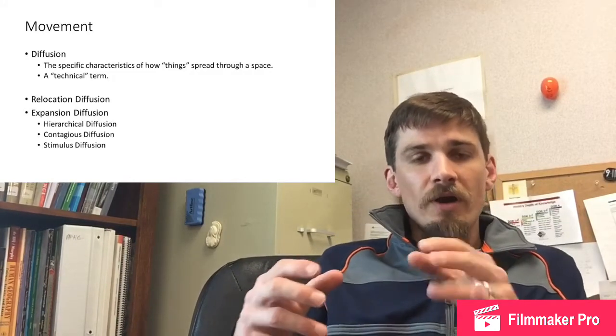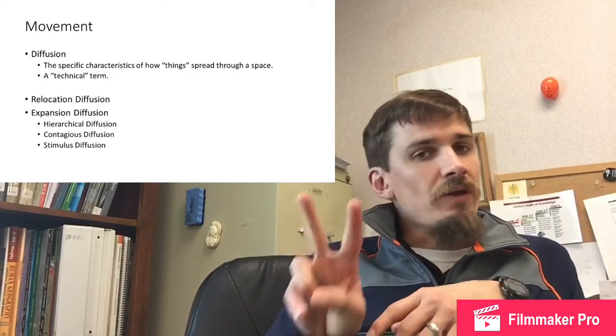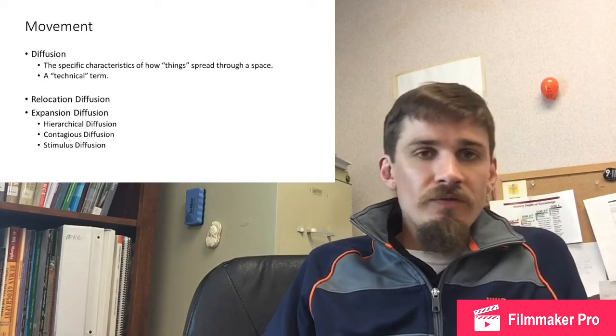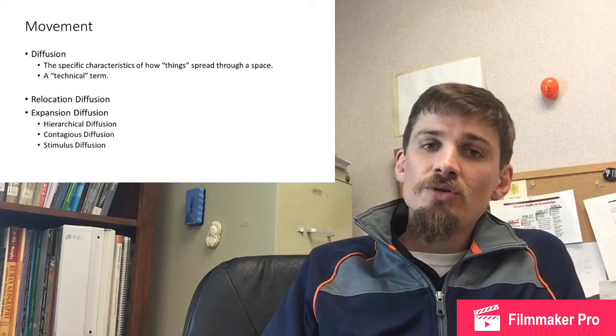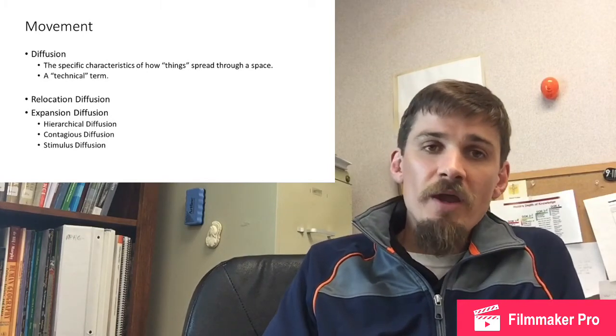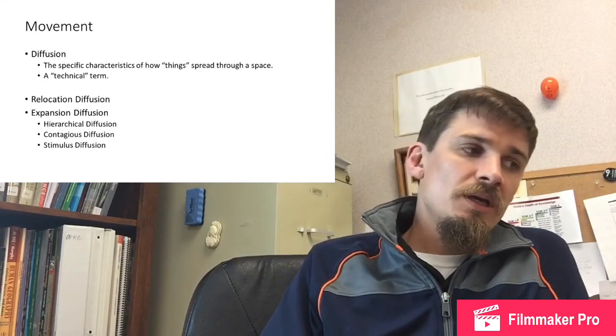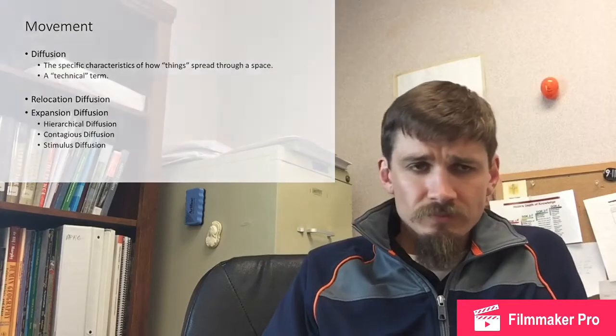So just so that you're aware, when we talk about diffusion, there are two big categories of diffusion. You have what's called relocation diffusion and expansion diffusion. So those are two different categories. And then within expansion diffusion, you have three different types: hierarchical, stimulus, and then contagious diffusion. And so we'll run through those relatively briefly.